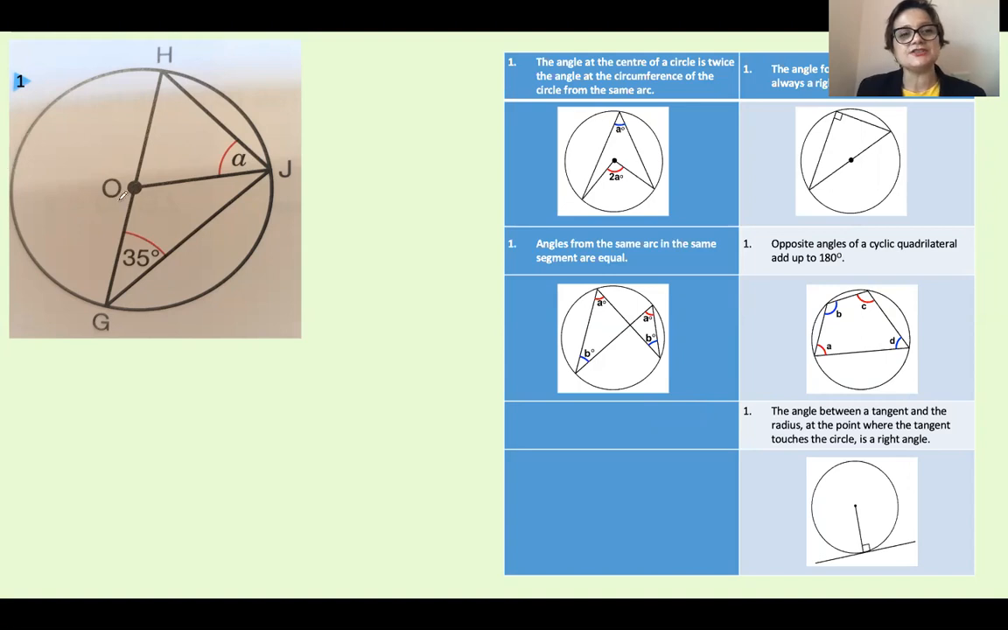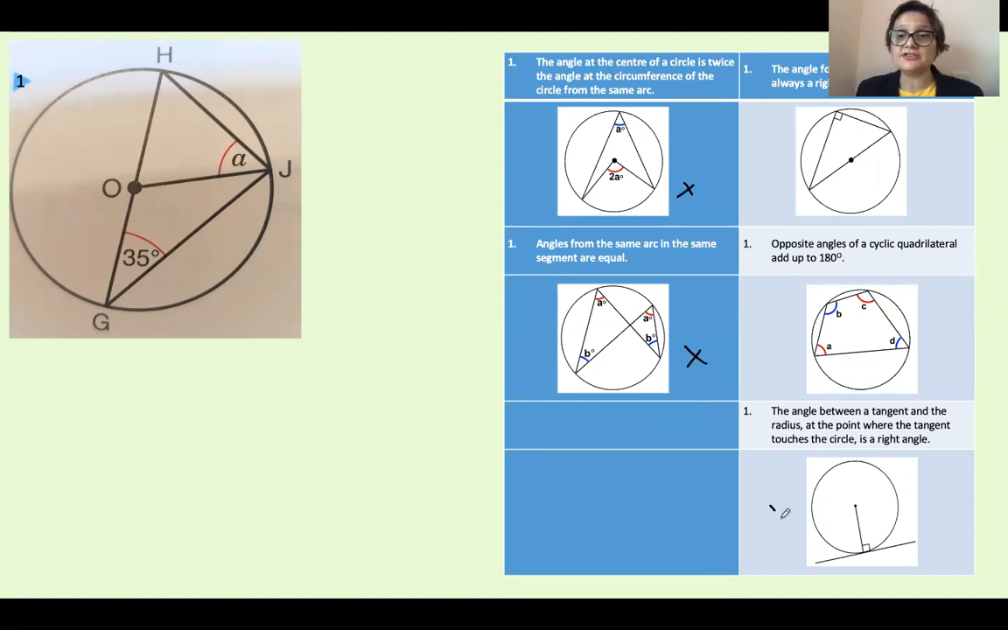So here's a question. Here we need to find out the size of angle A. This is the picture you have, and have a look on the right-hand side. These are the 5 theorems I taught you in the previous lesson. So which of them can we apply? Let's take them one by one. Can I apply this one? No, because I'm not dealing with the angles at the center of the circle. So not this one.